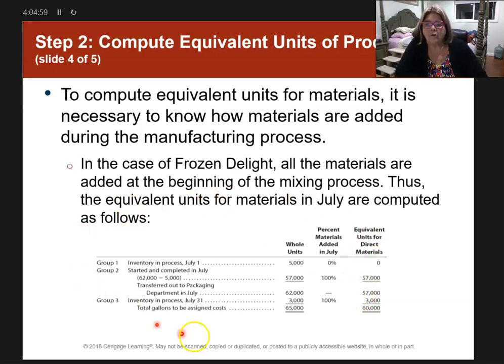So you want to keep this little chart for direct materials always exactly the same. Group 1 will always be 0%, and group 2 and group 3 will always be 100% for direct materials only. Because we'll do the same thing for conversion costs.